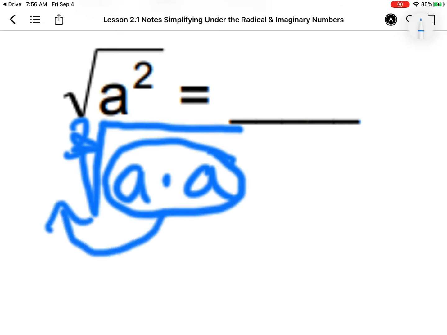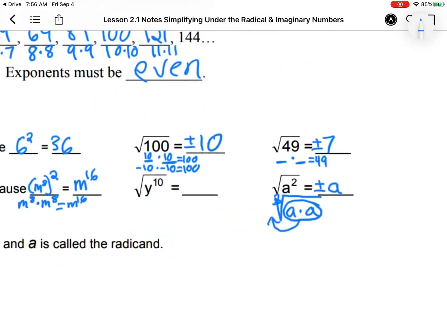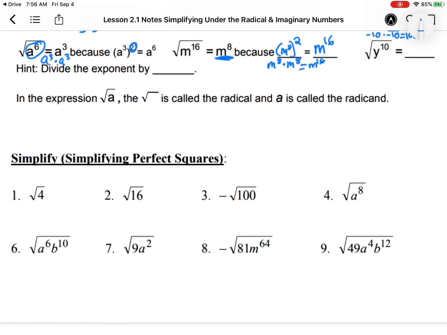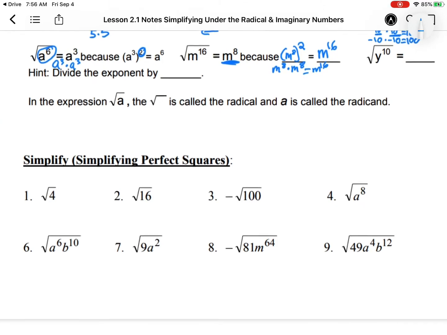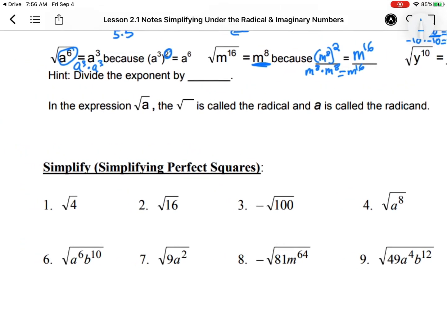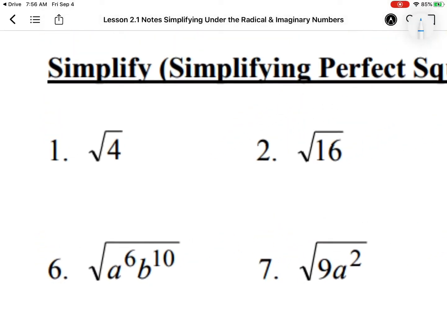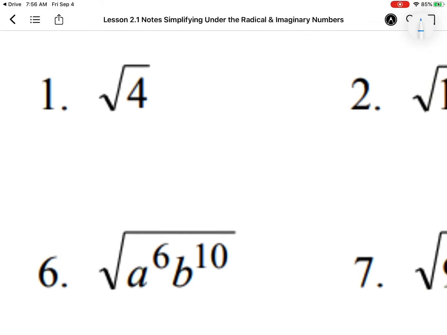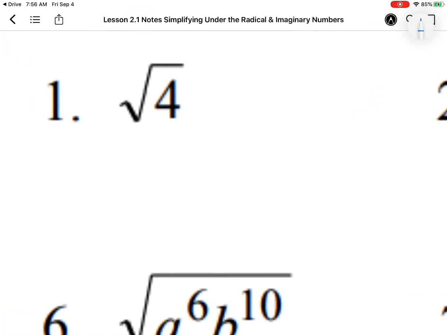So the a's get together because they're the same and move out of the house. So that becomes a single a on the outside of the radical. So that's just reinforcing the definition. So let's do some more. So what if it's not a perfect square? Actually, all of these are. So let's do some more perfect squares.